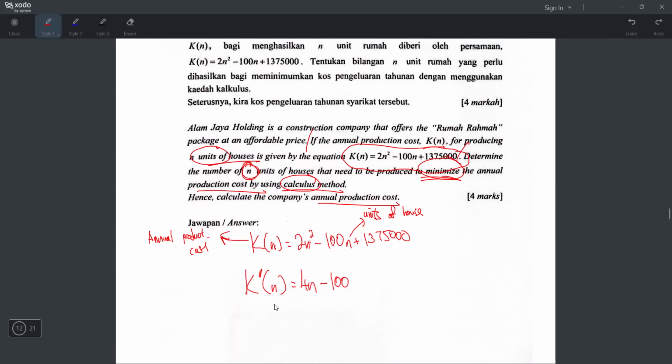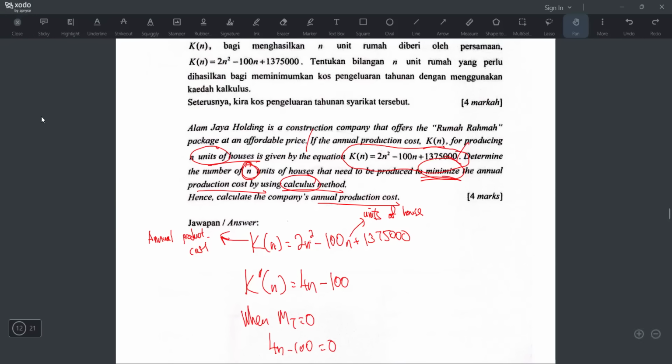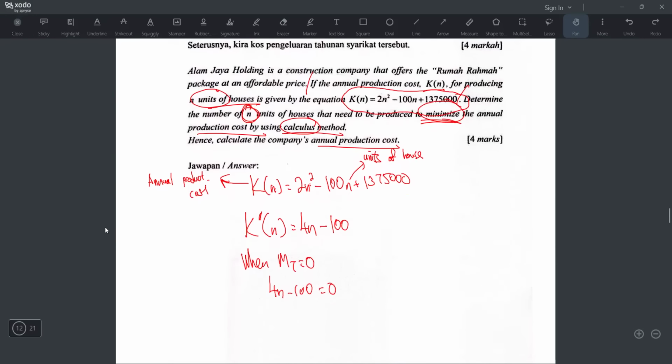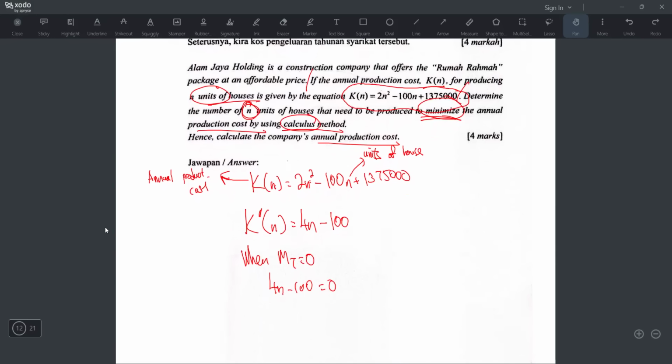Okay. And then now, I'll write when mt equals 0, and then 4n minus 100 equals 0. Okay, what is mt? Mt means gradient tangent. And why do I write gradient tangent equals 0? Because I'm trying to find the minimum value, and when it's minimum, the gradient tangent would be 0. In other words, the dy dx would be 0.